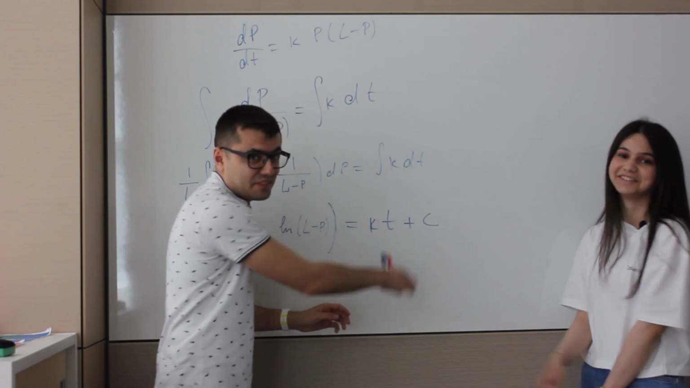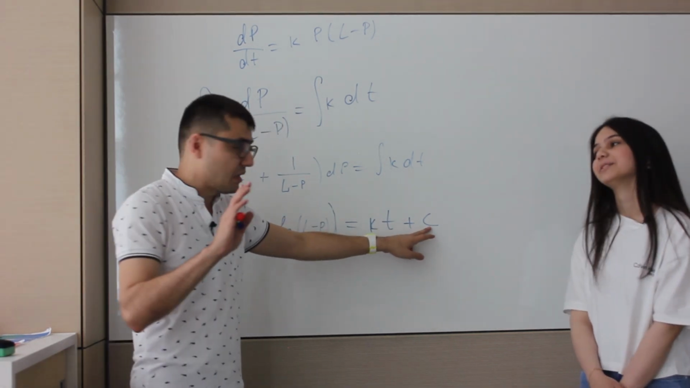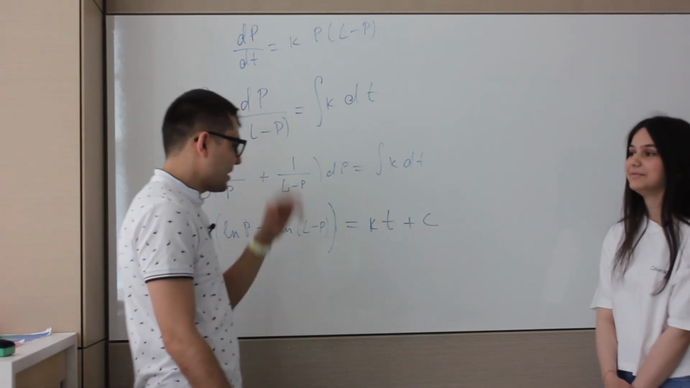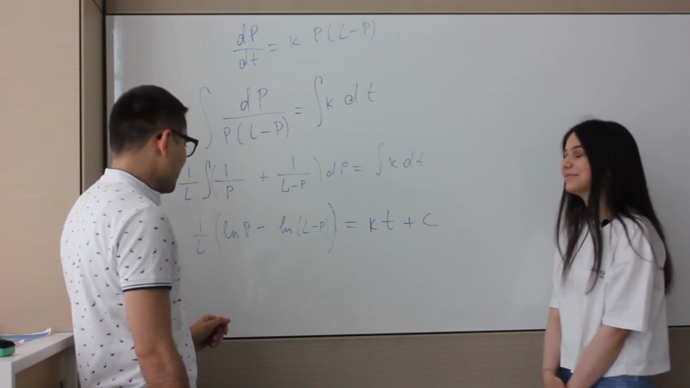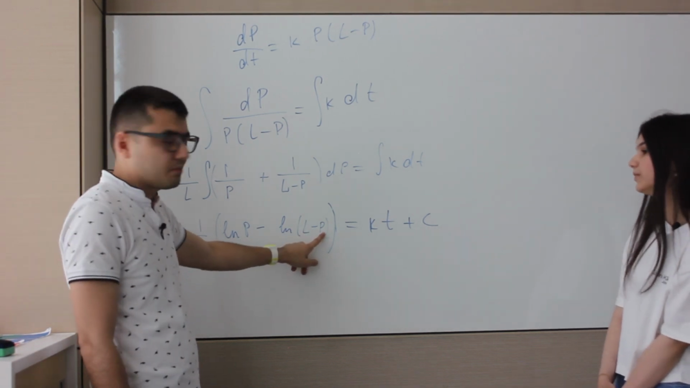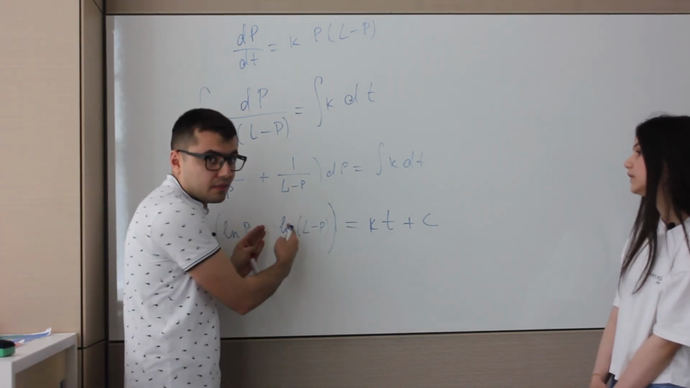Whatever, just write C. C is just a number, and one more thing, it's not the letter. To your surprise, it's a number. So now we can use the properties of logarithm. We actually use them in the second part. And we can combine them.